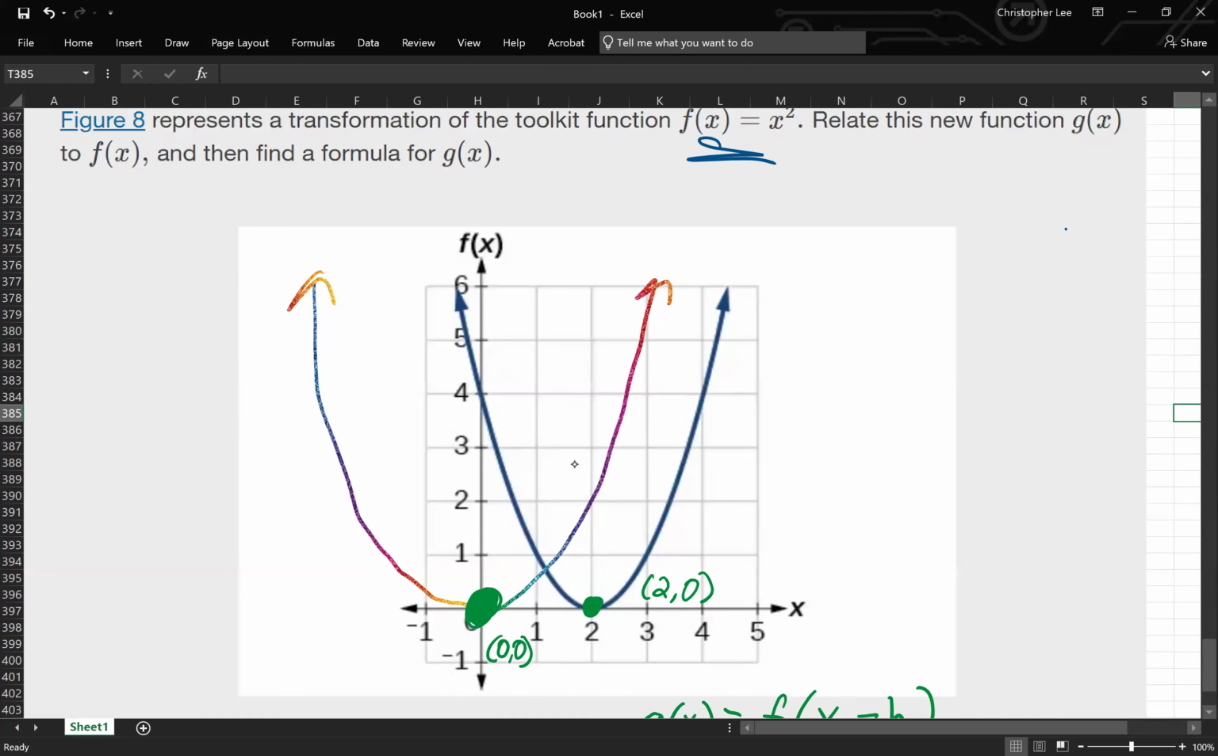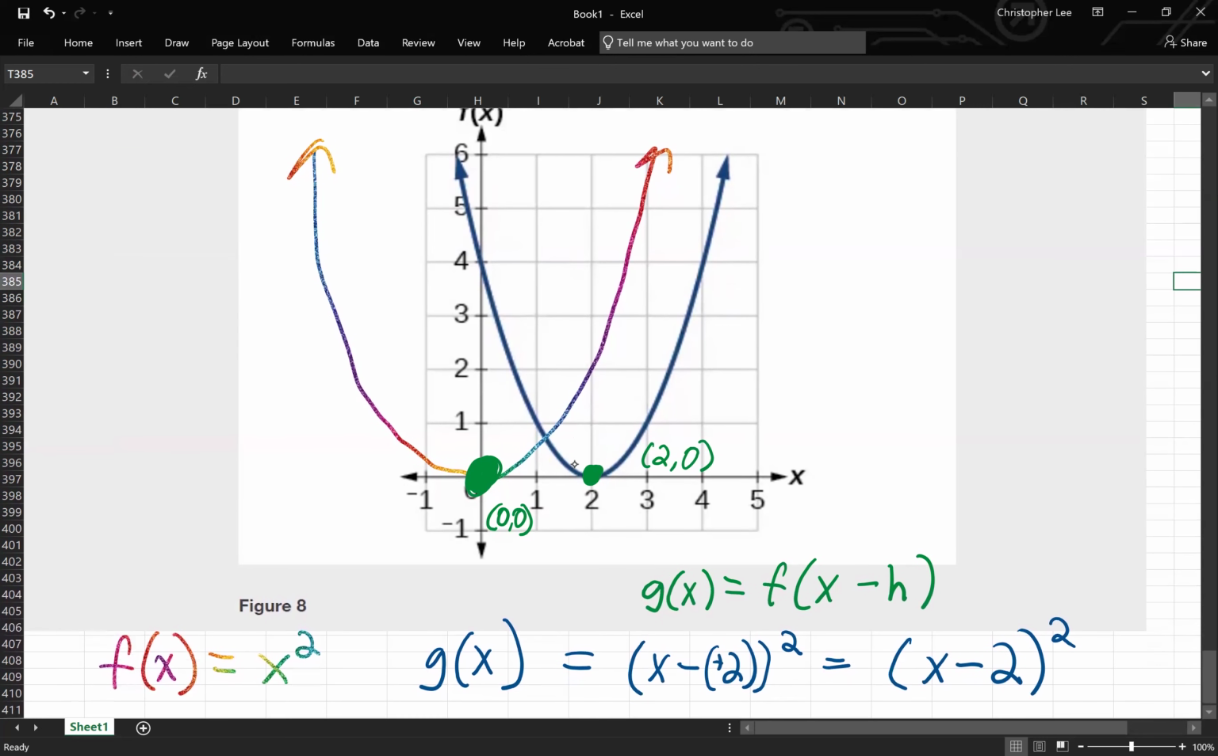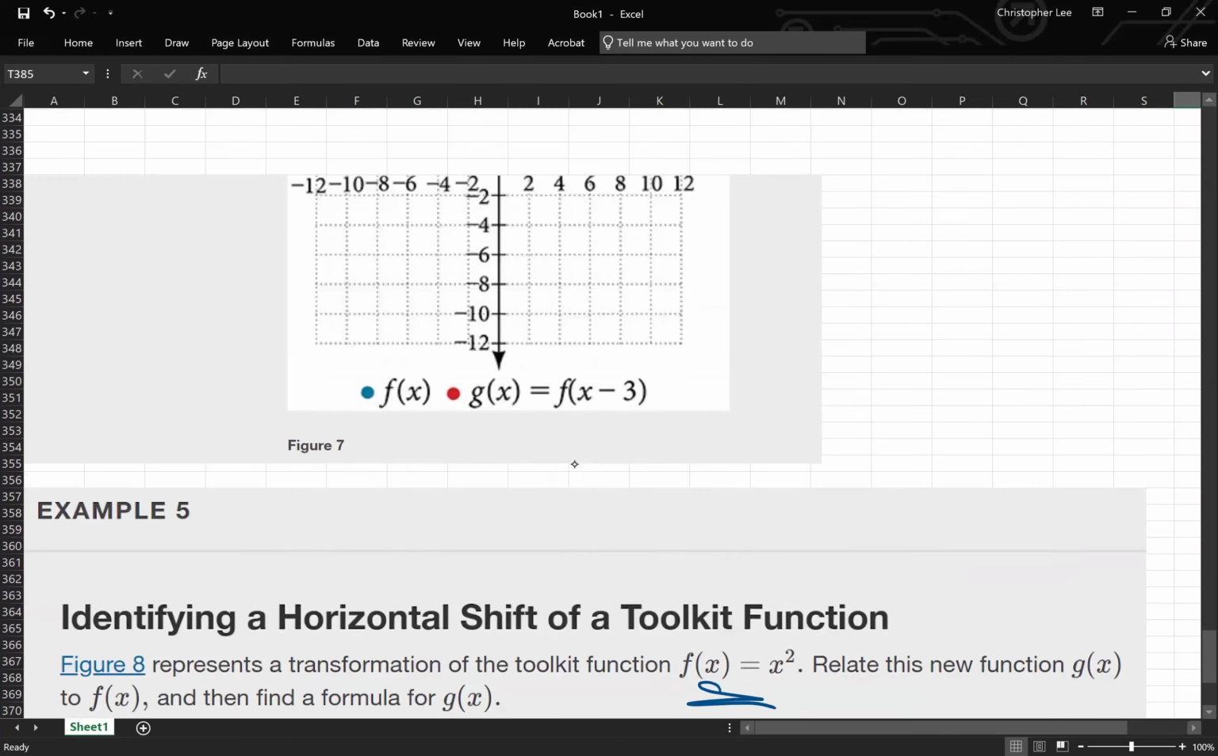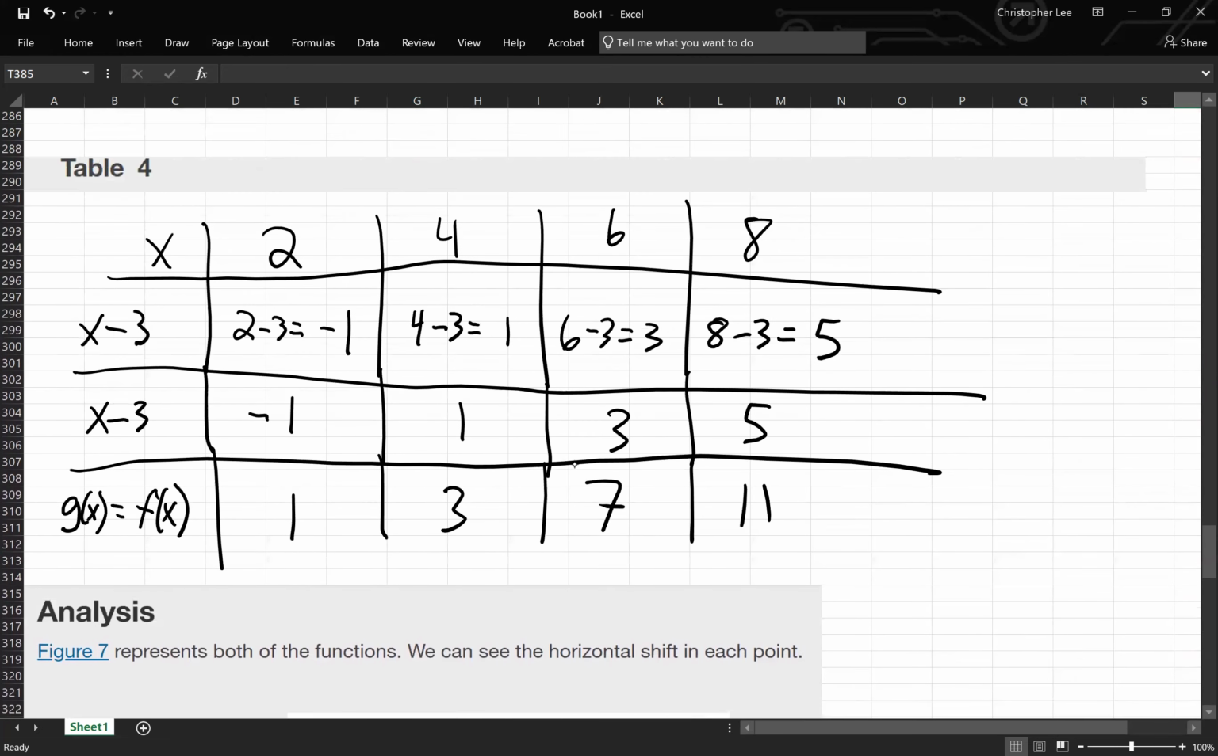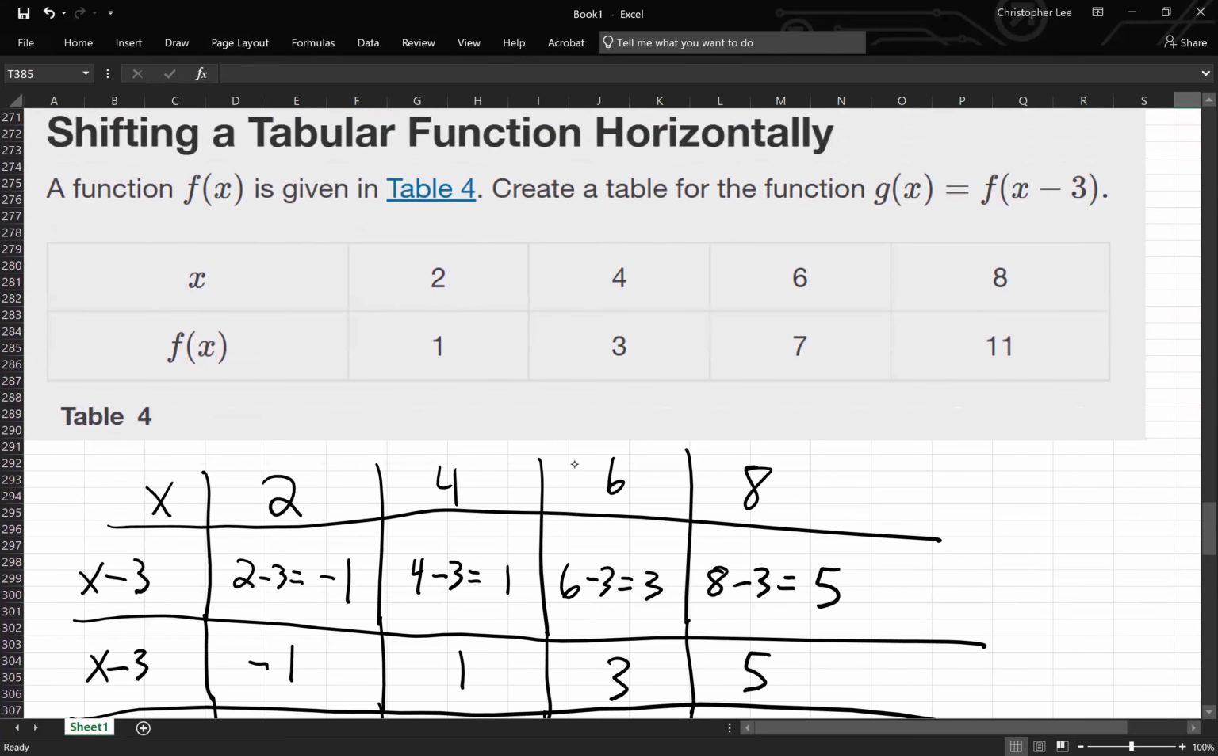Yeah, and on the graph, it says f of x. But you know what the advantage of using the table is too? Let's look back at this example real quick. If you notice, with the table one, I didn't whip out that general formula x minus h. I just went with whatever they told me: g of x is equal to f of x minus 3. And then I just changed the x's that were there. That was it. And the y value stayed the same.